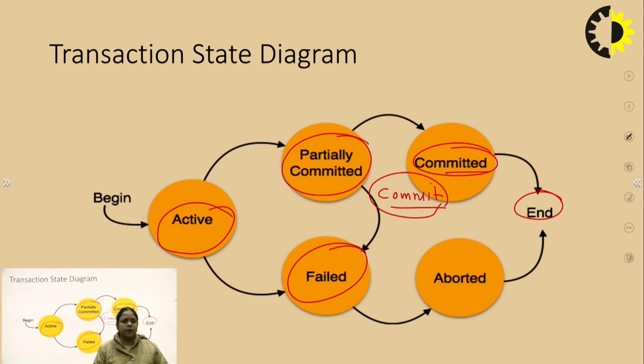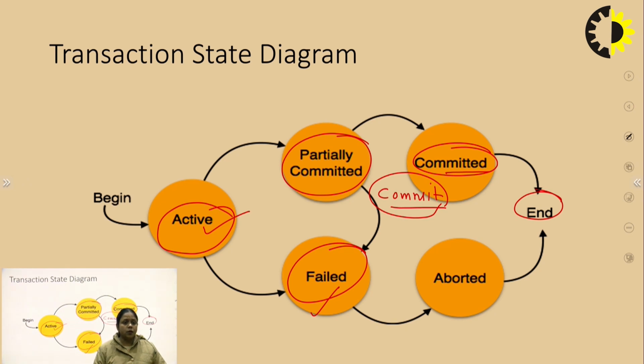It can be a power failure, or it can be any reason for failing the transaction. So there is another condition. If the transaction does not successfully execute all of its operations, then it will come into the failed state. This is known as a failed state. And when the transaction has failed, atomicity should be maintained in this case.